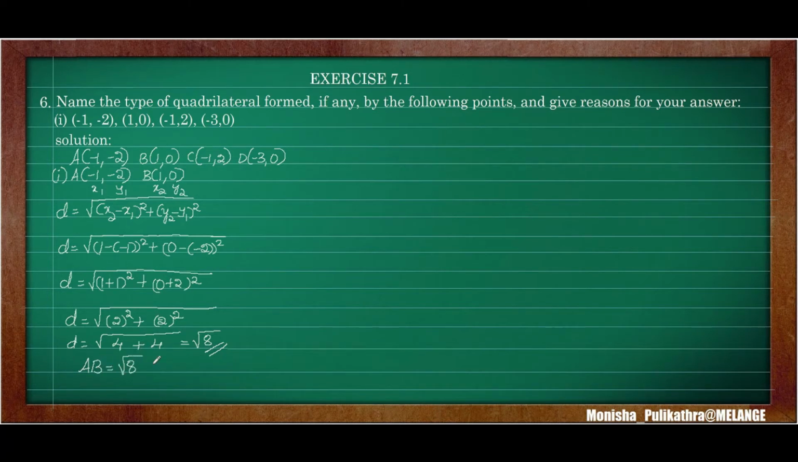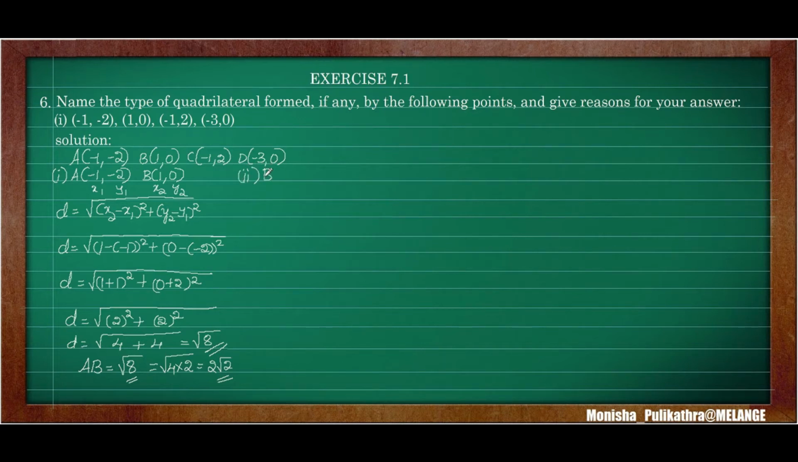We can split it once again or else we can write root 8 itself. If we split it, it will become 4 into 2. 4 2s are 8. And if we take 4 outside, the square root of 4 is 2. So it will become 2 root 2. Either we can write root 8 itself or we can simplify it and write 2 root 2. Okay. So moving on to the second case.